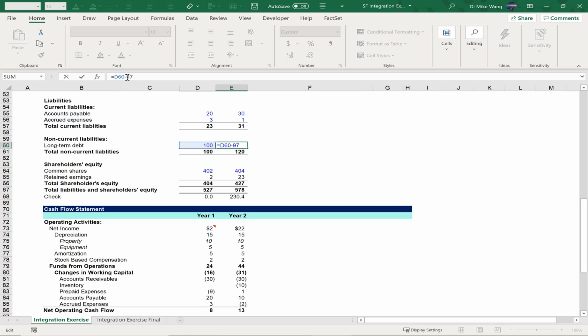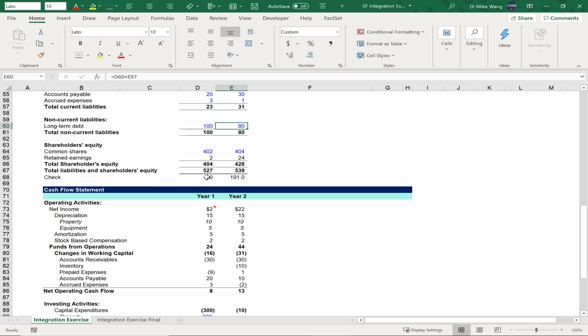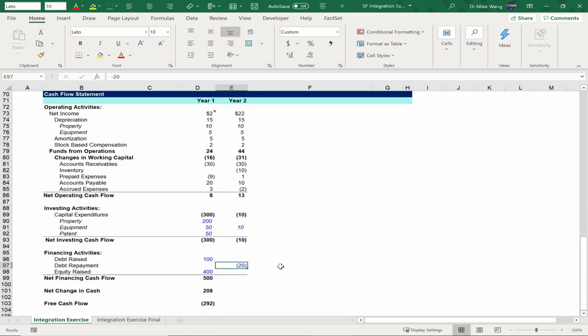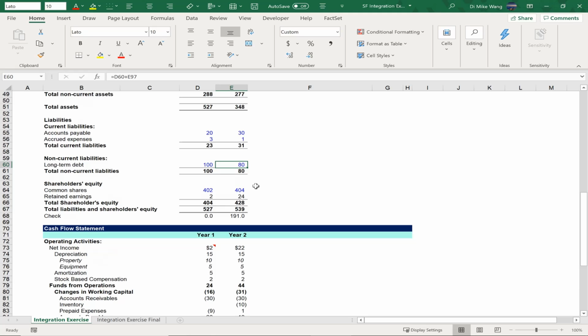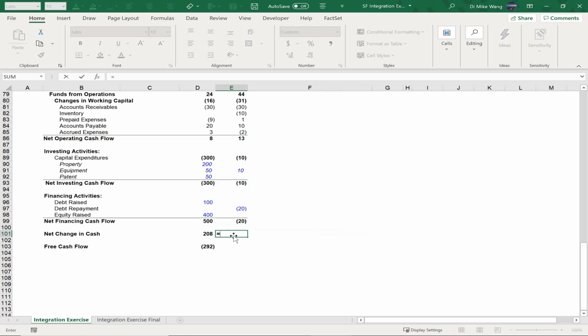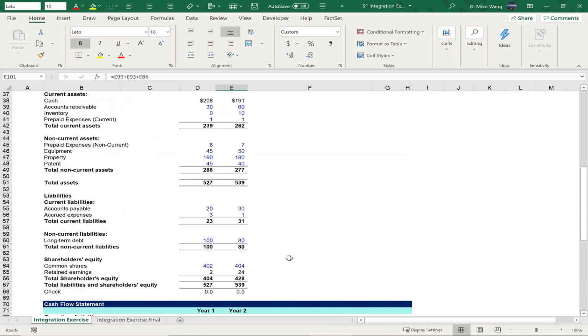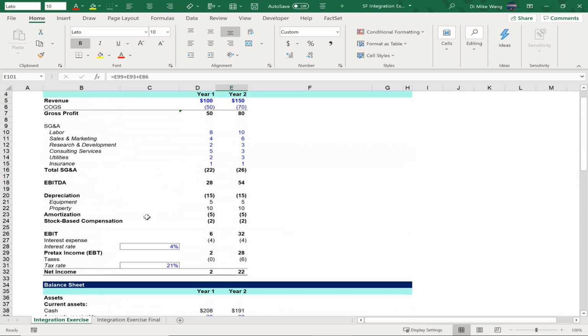All we did here was change the negative sign to a positive sign because our debt repayment is a negative number, so we want to make sure that we're subtracting our debt repayment from our long-term debt. That gets us to a net financing cash flow of -20 and a net investing cash flow of -10. And our net change in cash will then be -17. But hang on a second, I think we made an error in our depreciation number for equipment.